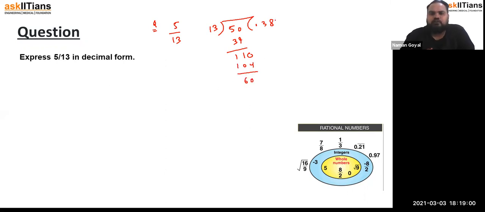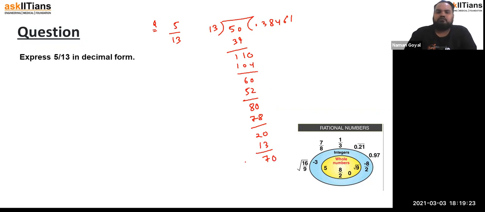Now 6, 0. Now for 6, 4 times, right? 13 fours are 52. Now it's 8. And 13 sixes are how much? 78. Right? Now it will give 2, 0, 1 time, 13, 7, again 0. Right? So 13 fives are 65, right? 13 into 5 is 65. So it will go 5 times.